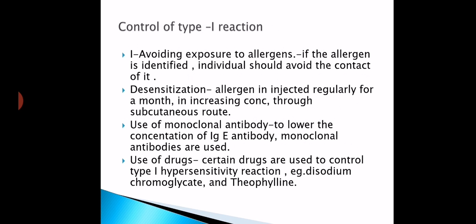Then the second one is the use of monoclonal antibody. We know monoclonal antibodies are very specific, since they target a single antigen determinant, so they are very specific in their action. We can use monoclonal antibodies to lower the IgE concentration, because in the mechanism we discussed that the anaphylactic reaction, or type 1 hypersensitivity reaction, is due to overproduction of IgE antibodies. Basically, the concentration of IgE antibody in the serum is very low, and in a person who has allergy, there is maximum or overproduction of IgE antibodies.